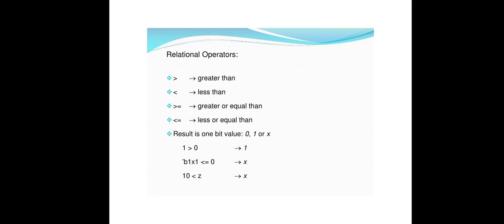Then next one is the relational operator. Relational operators are greater than, less than, greater than or equal to, less than or equal to. These are the symbols for relational operators. Now for example, 1 is greater than 0. This is the greater than sign. b is less than or equal to 0, it is the less than or equal to sign. 10 is less than z. The less than operator is used here.